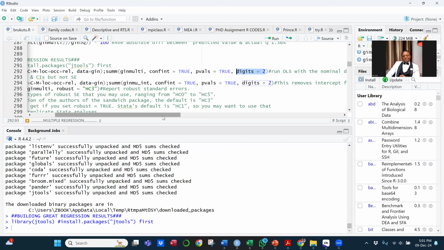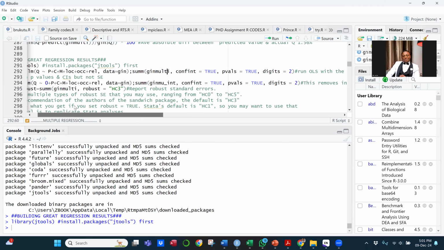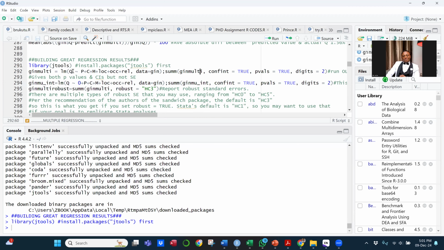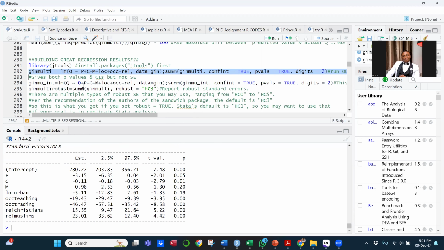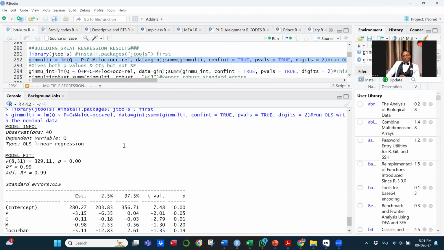But there are 2 of them you should do. You should do the one with the nominal data, or you have to do one without the nominal data. So if I run this one right now, it might not work. Maybe it works. Let's see. So I'm going to run this one. Okay, this one works fine. So look at this result down there in the console. It's a beautiful result. Let me tell you why it's beautiful.